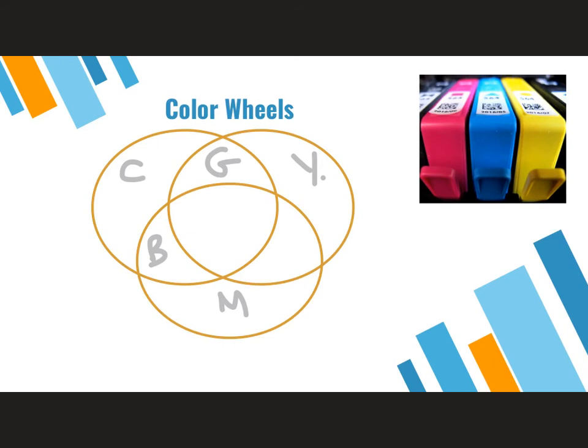Okay, so if I want to make a red ink, I mix a little bit of yellow and a little bit of magenta, and I get a nice red ink. Let's say I want to print a picture of the blue ocean. I'd need a little bit of magenta and a little bit of cyan in order to make a nice blue color.